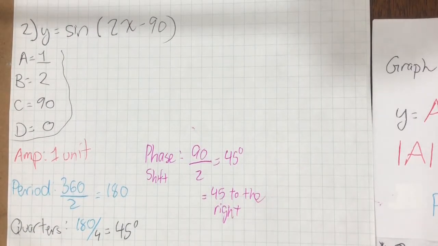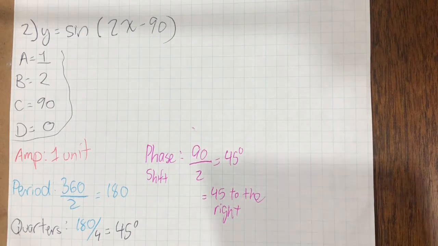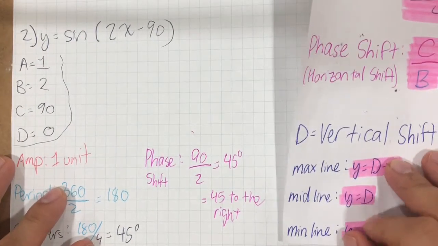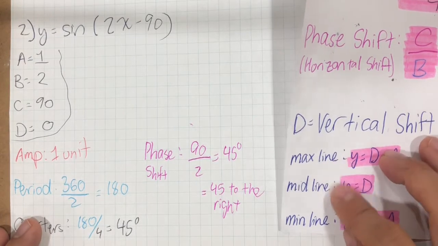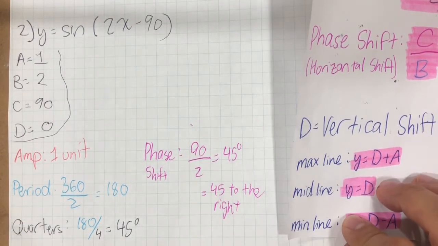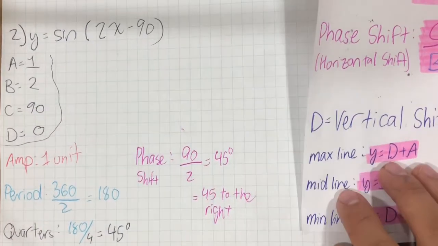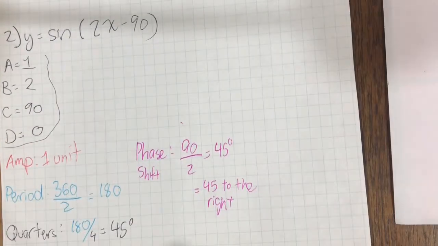And then there is no vertical shift. So the graph isn't really going to move up or down, and my midline, max line, and min line are going to be the same as the original graphs. But let's go ahead and actually label that.